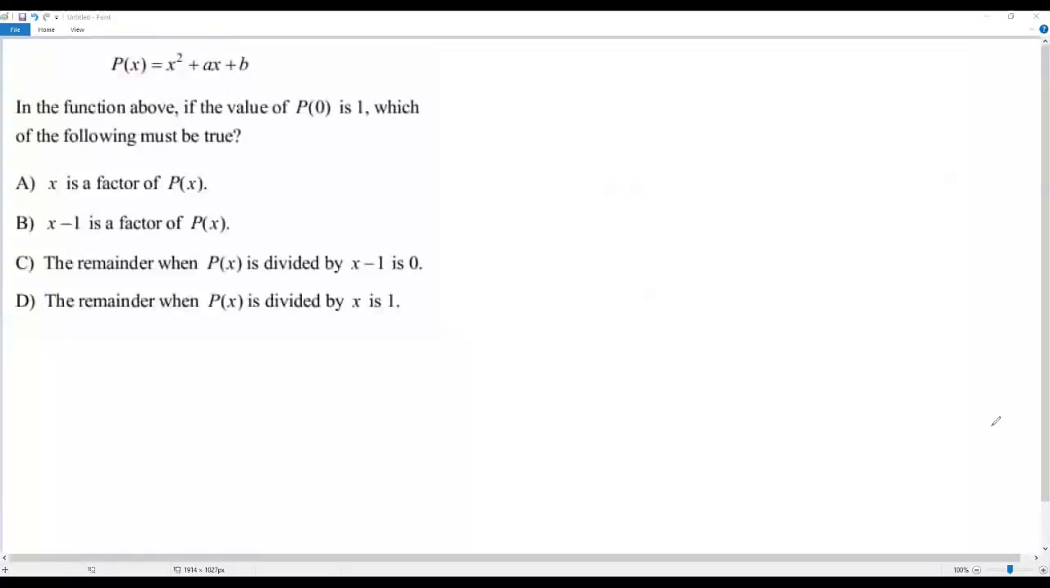Here we have a SAT math problem. Okay, let's go to the question. P of x equals x squared plus ax plus b. In the function above, if the value of p of 0 is 1, which of the following must be true? Okay, it's a problem about the remainder theorem of polynomial functions.